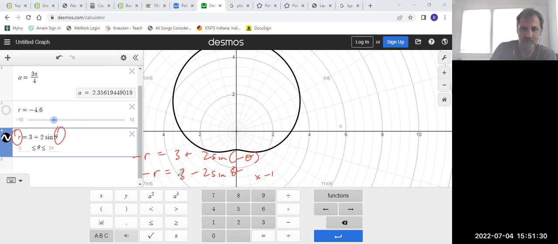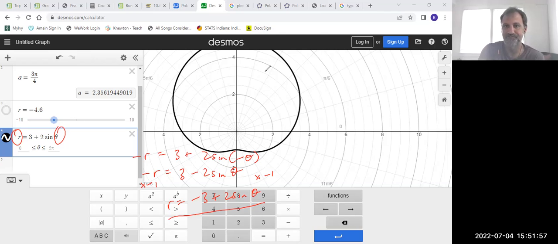So times -1 times -1. This is r equals -3 plus 2 sine theta. Okay, this is not the same as what I started with, because what I started with was 3 plus 2 sine theta. Now I got -3 plus 2 sine theta. But here's the key part, right? That doesn't mean that there is no horizontal symmetry. It just means that our algebraic test was inconclusive. Let's take a look at why it does.